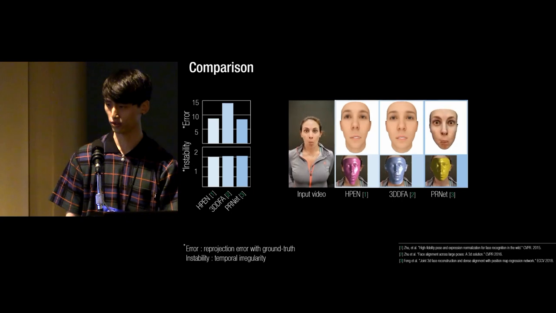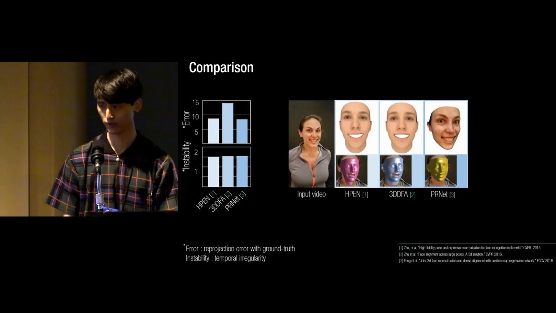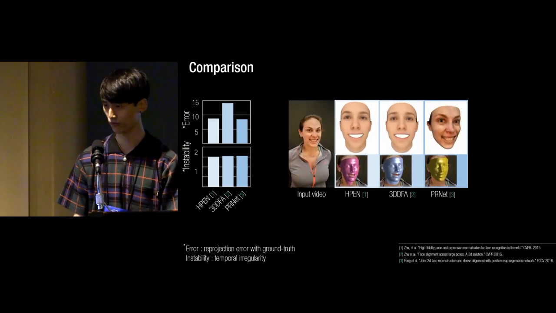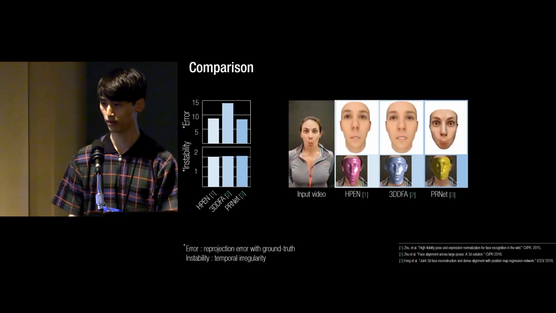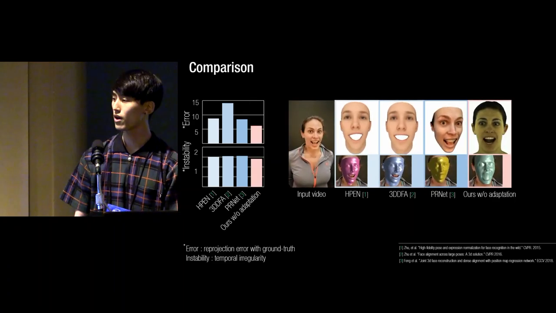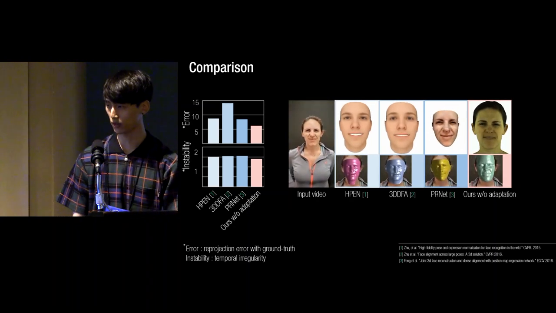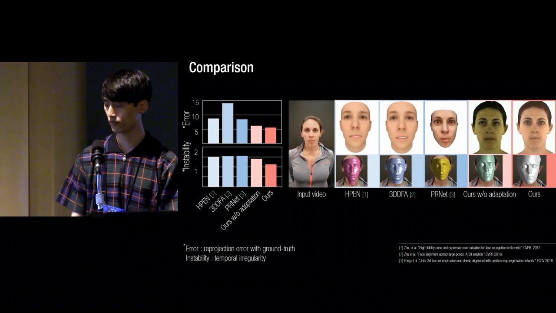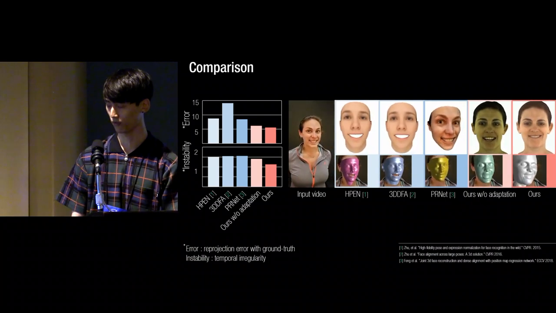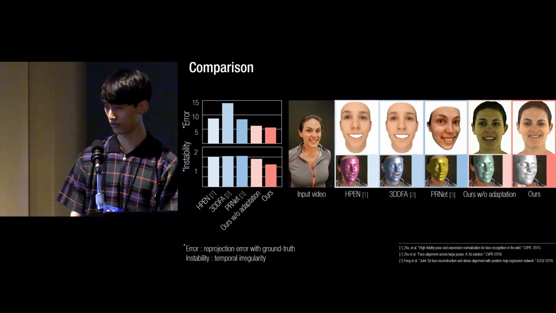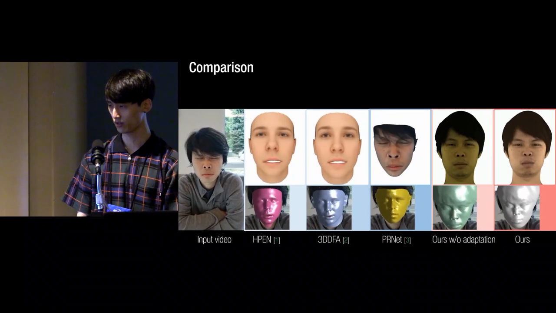We compare our method with three baselines, which are using the key point and vertex coordinate projection and texture regression map. And we measure the performance based on the reprojection error and temporal instability. Even without the adaptation method, our method shows better results than other baselines. And our adaptation method further enforces the stability of the facial performance tracking. And due to the nature of our high fidelity 3D face model, our method looks much more photorealistic than other baselines.